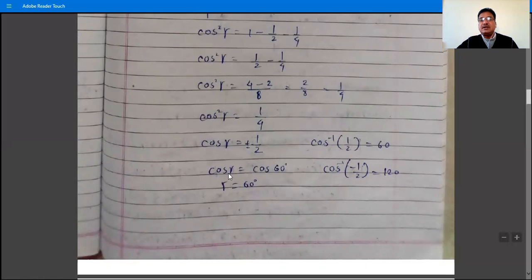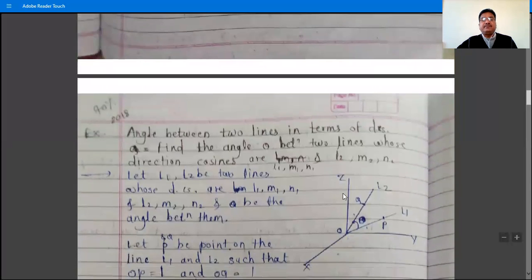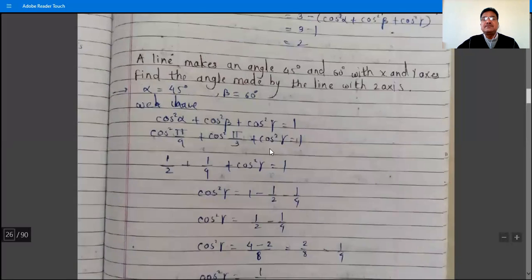Then write the next step as gamma is equal to 60 or 120. Write the final answer as gamma is equal to 60 or 120. Cos gamma is plus or minus 1 half, which means gamma is cos inverse half or cos inverse minus half, that is gamma is 60 or 120. So these are the answers.